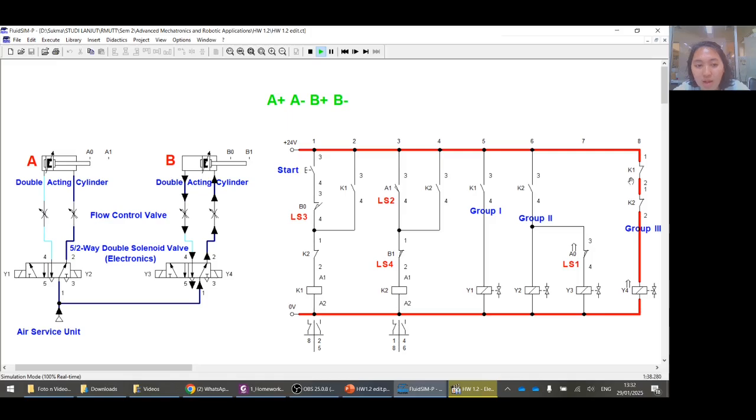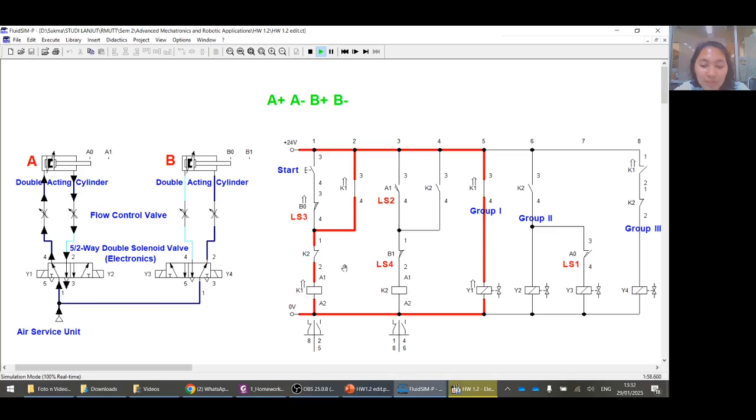until it reaches limit switch B1, then we activate the solenoid. I will show again. Press the start. Relay 1 is active. The contact goes from open to closed in group 1.